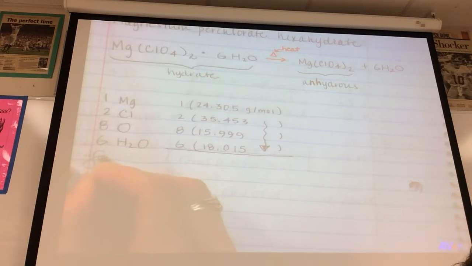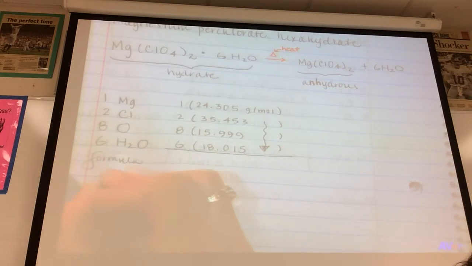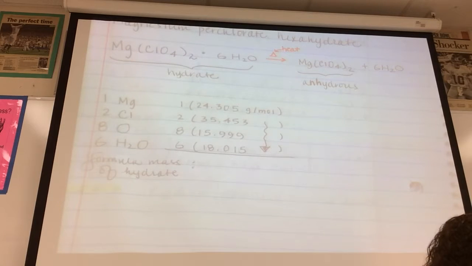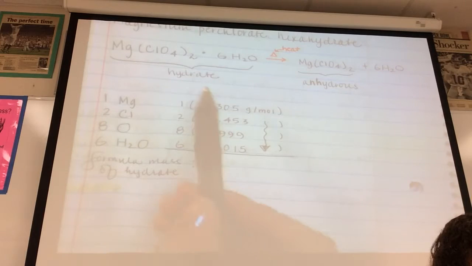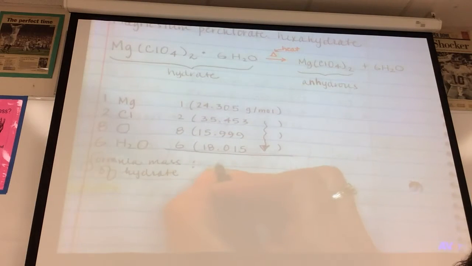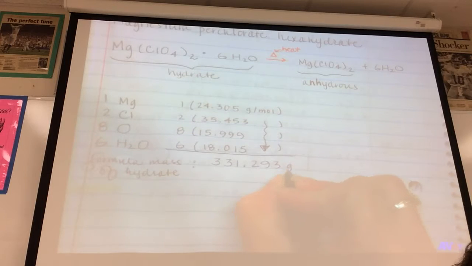We're going to get the formula mass of the hydrate, that is the ionic substance plus the water. So we've got 24.305 plus 2 times 35.453 plus 8 times 15.999 plus the 6 water molecules. Don't be confused. You add the water molecules in. Some of the kids are like, oh, that's a times sign. No, no, no. Add the water molecules in. And the formula mass of the hydrate is 331.293 grams per mole.